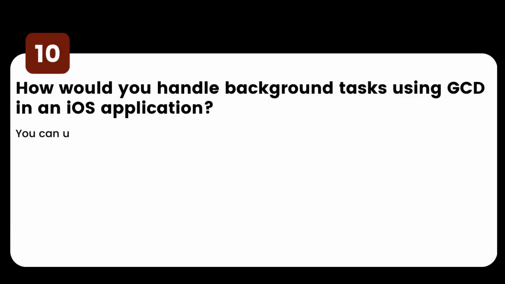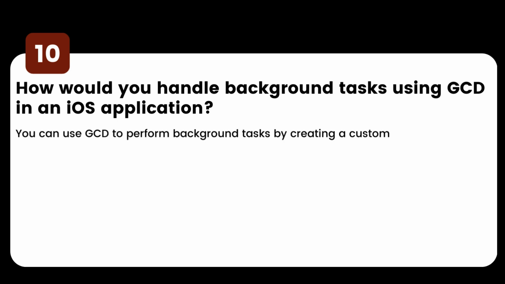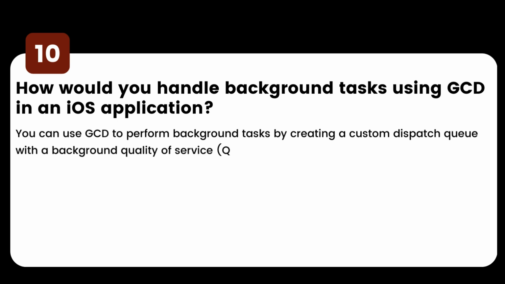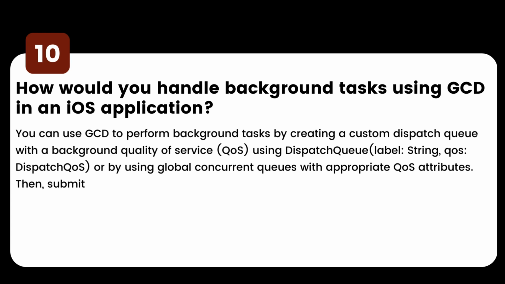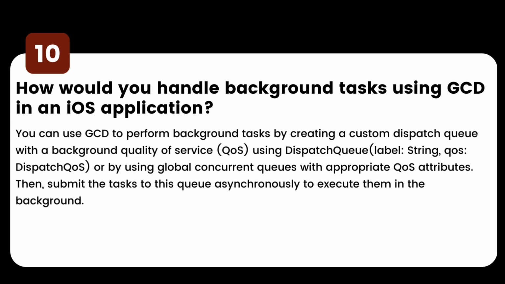How would you handle background tasks using GCD in an iOS application? You can use GCD to perform background tasks by creating a custom dispatch queue with the background quality of service, using DispatchQueue(label:, qos:), or by using global concurrent queues with appropriate QoS attributes. Then submit the tasks to these queues asynchronously to execute them in the background.